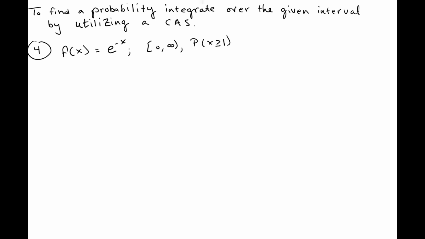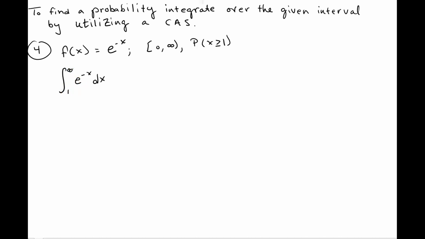And what we're going to do is integrate this over the given interval by utilizing a computer algebra system. In this case, we're going to be utilizing Wolfram Alpha. So let's first write out what the integral will look like, and then we'll take a look at Wolfram. I have the function e to the minus x dx. Now, the probability that I'm looking for is the probability of a value of x being greater than 1. Since this is continuous over 0 to infinity, we're going to actually take a look at 1 to infinity.